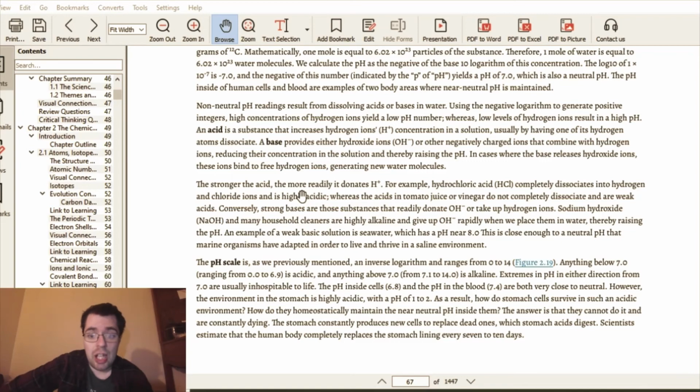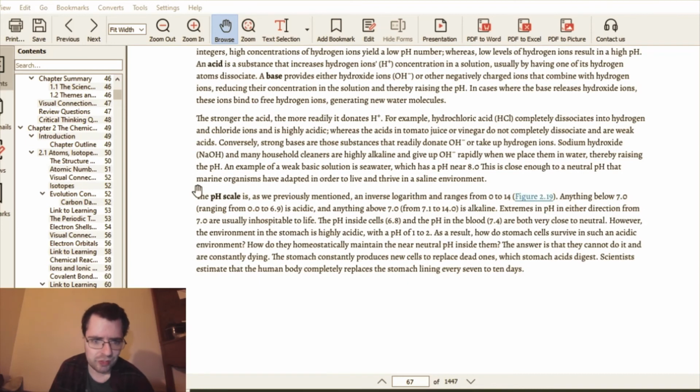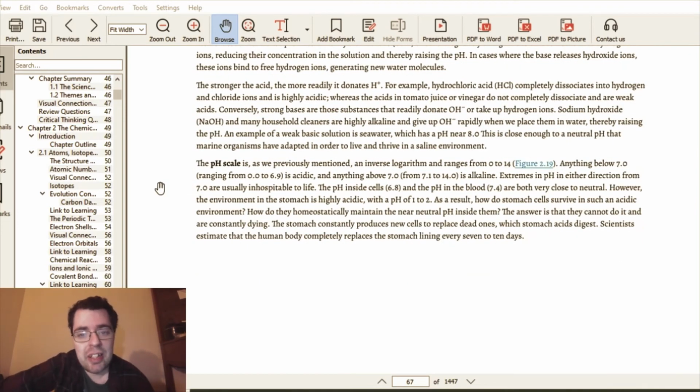In contrast, high amounts of hydroxide ions yield a high pH number, and a low amount of hydroxide ions yield a low pH number. An acid is a substance that increases hydrogen ions, like I said, and a base provides either hydroxide ions or other negatively charged ions that combine with hydrogen ions. But generally, it's going to be hydroxide ions. The stronger the acid, the more readily it donates hydrogen plus. And of course, the stronger the base, the more readily it accepts hydrogen plus.